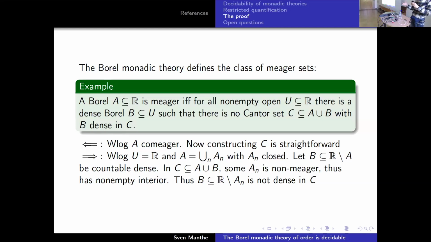So let's assume we have a Cantor set C, which is included in A union B. So B is countable in C, and C is contained in all those countably many sets. So A needs to be non-meager in C, and thus some A_n needs to be non-meager in C. But A_n is closed, and a closed set which is not meager needs to have non-empty interior. So actually, A_n has non-empty interior inside C. And since A_n is disjoint from B, this contradicts the fact that B is dense in C. Okay.